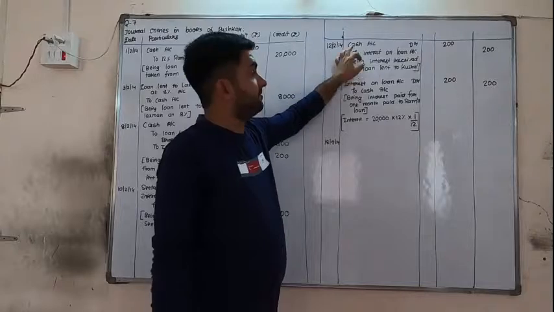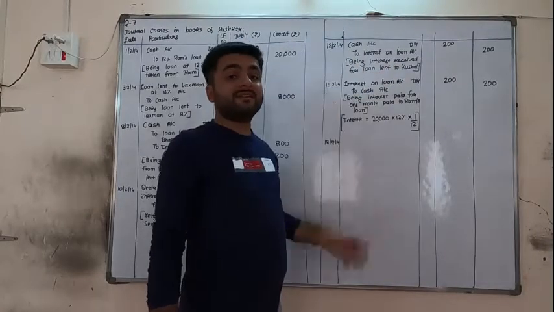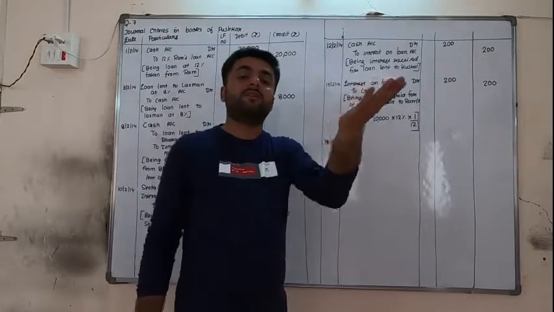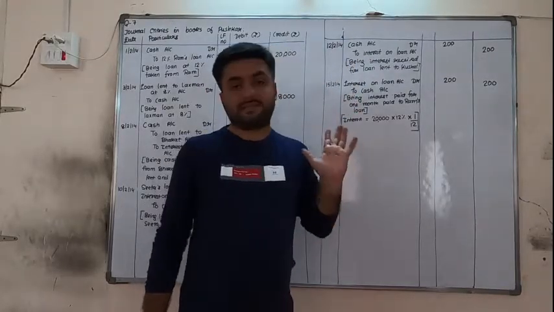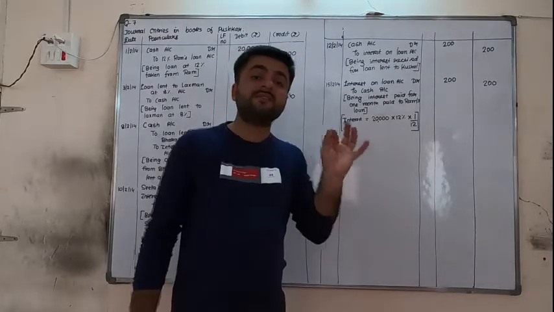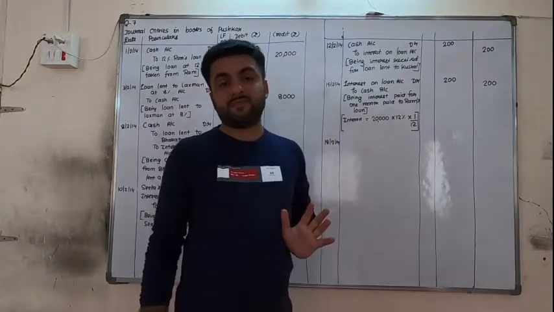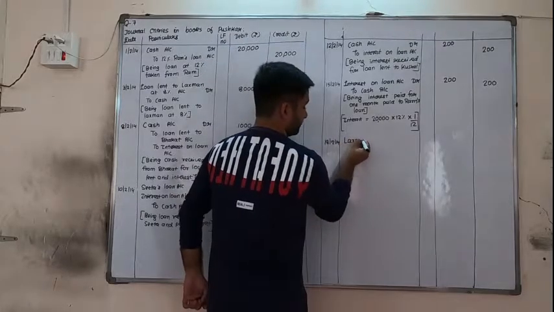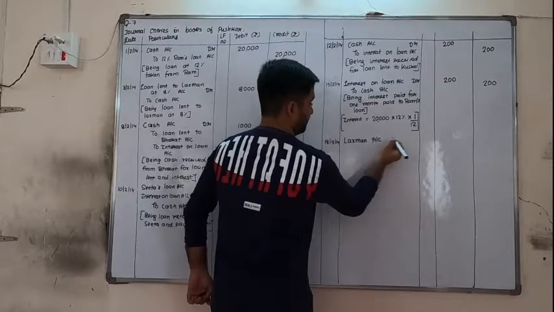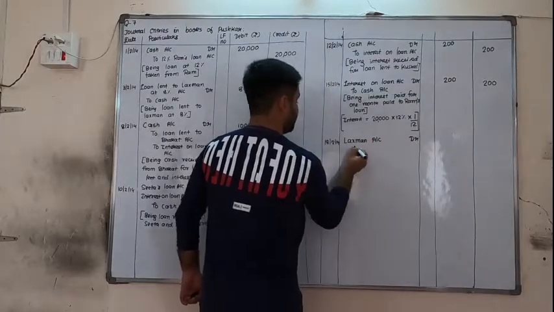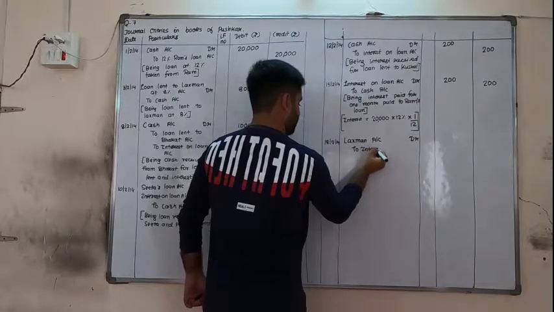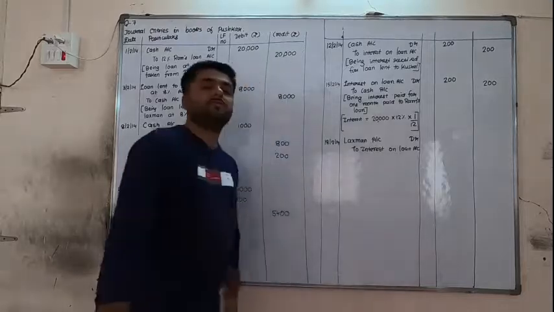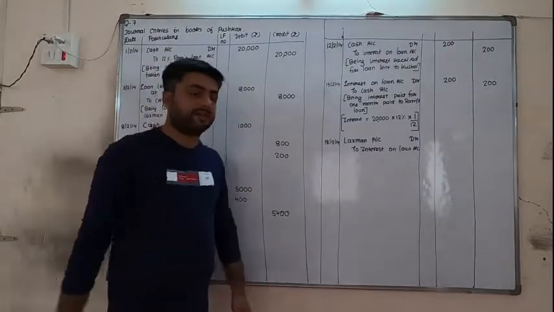Here we have received, the word received is given. And here the word receivable is given, so instead of cash use the word, what name is given? Lakshman, nothing else. Okay, this is only the change. So how will you write it? Lakshman account debit to interest on loan account. Why? The reason I will get.